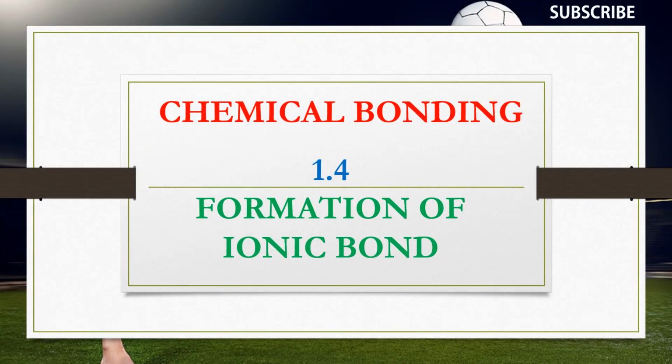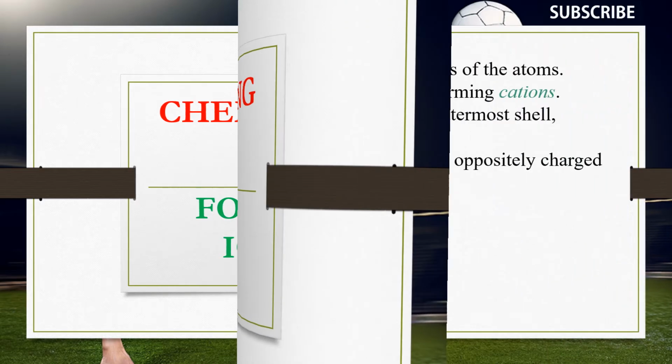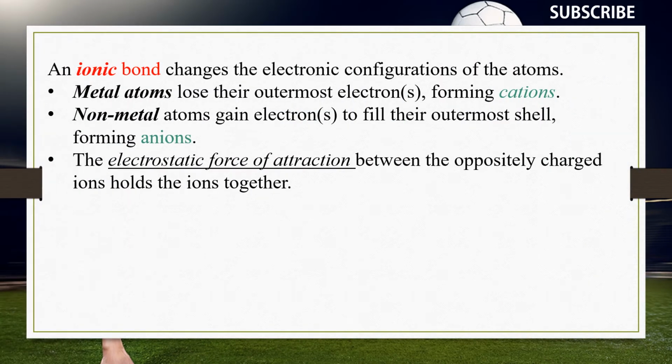In our previous video 1.3, we had a brief introduction to ionic bonding. However, in this video, we are going to have a look at the formation of ionic bonds. Atoms that are able to form this type of bond will always have a change in their electronic configuration because they have to become charged particles.